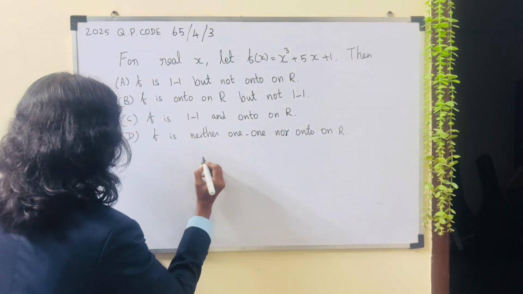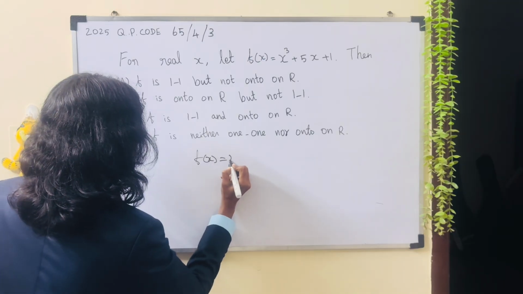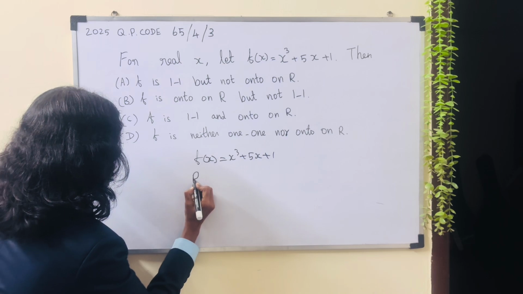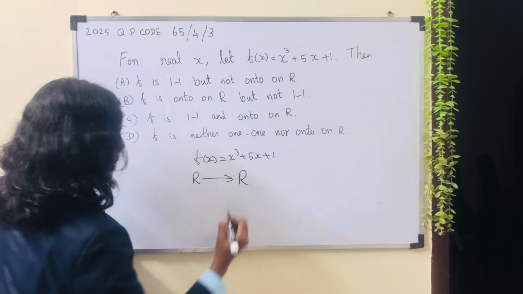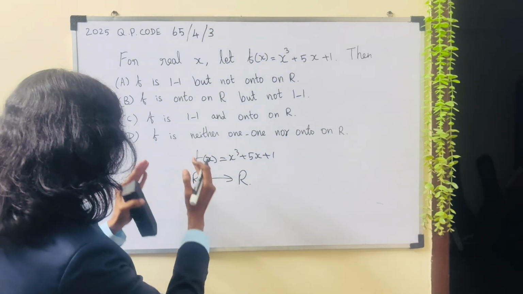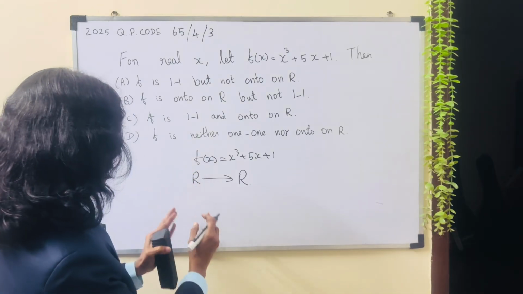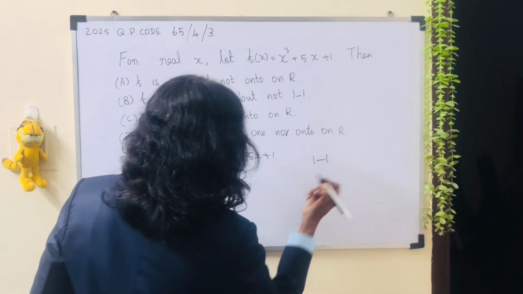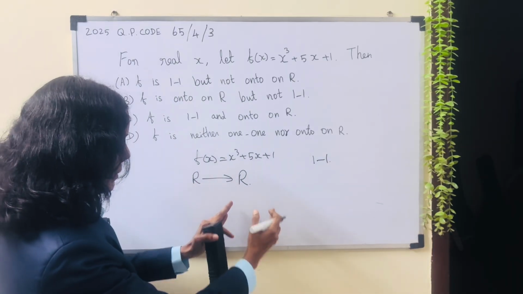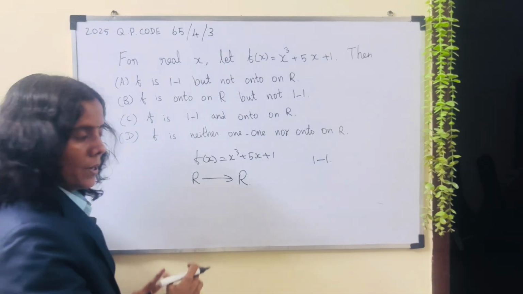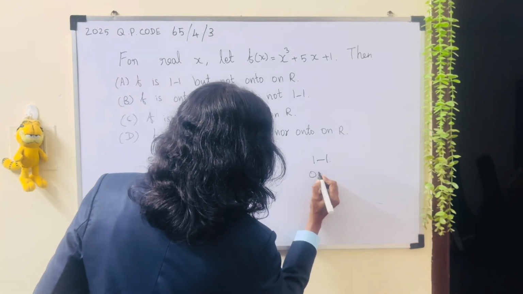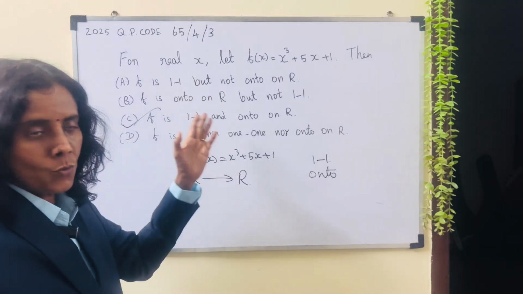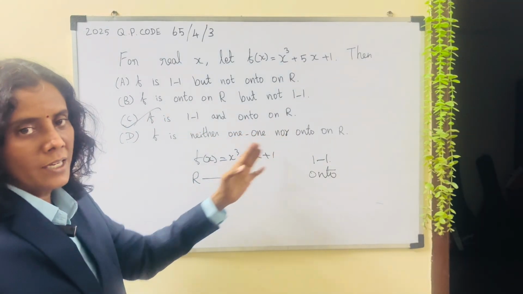Now here, what is your f of x? That is x cube plus 5x plus 1. The function is real. So, real number to real number. Every element in the domain has a unique image. So, the function is 1 to 1. And every element in the codomain has a pre-image in domain. So, it is onto. So, option C is right. F is 1 to 1 and onto R.